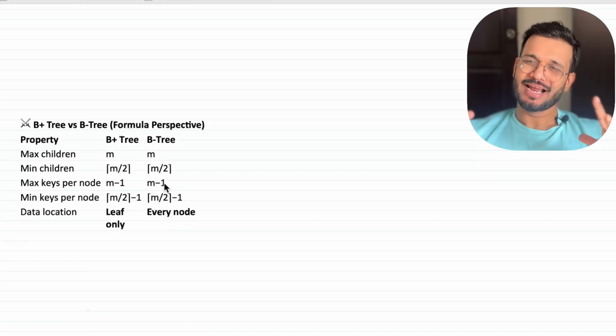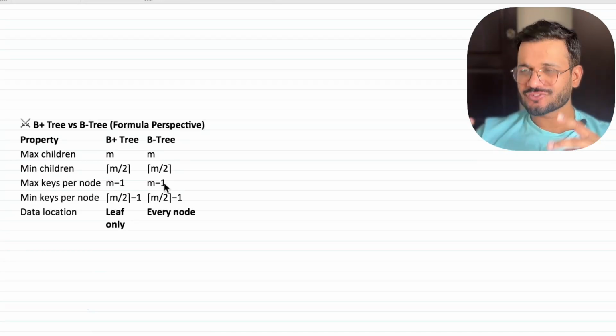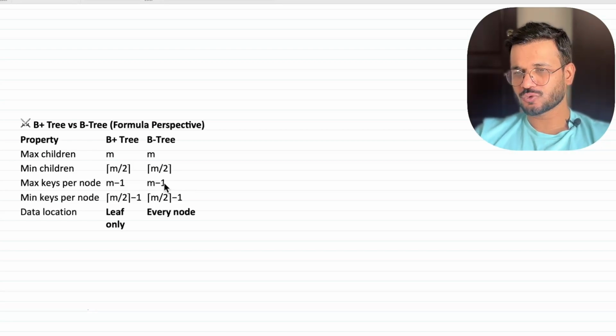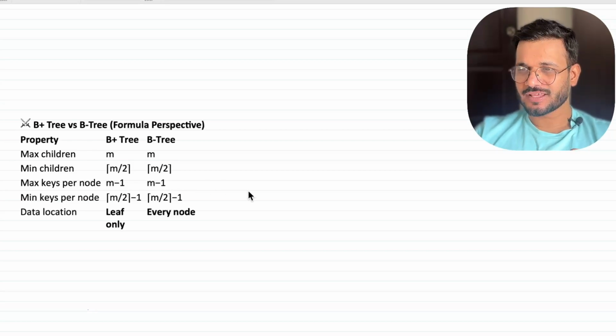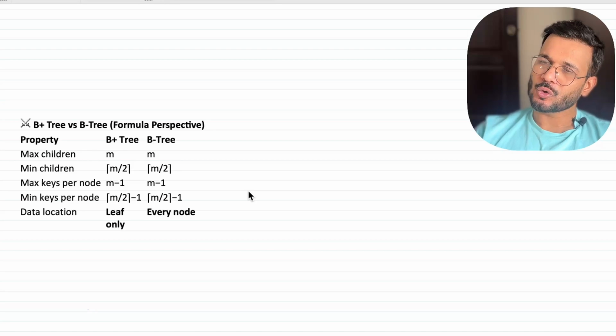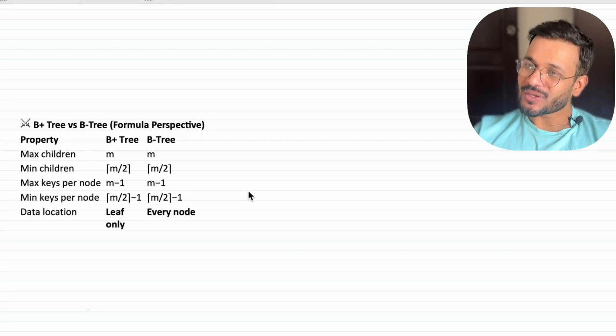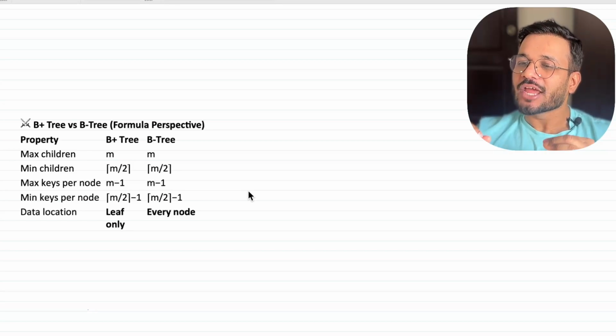Let's compare how the B plus tree and B tree work. So the max children are the same. We have the M. Minimum children remains the same, ceiling of M by 2. The max keys are the same, M minus 1 and M minus 1. Minimum keys per node, ceiling of M by 2, minus 1. The data location changes. The data location on a B plus tree is leaf only, whereas the data location of a B tree is on every node.